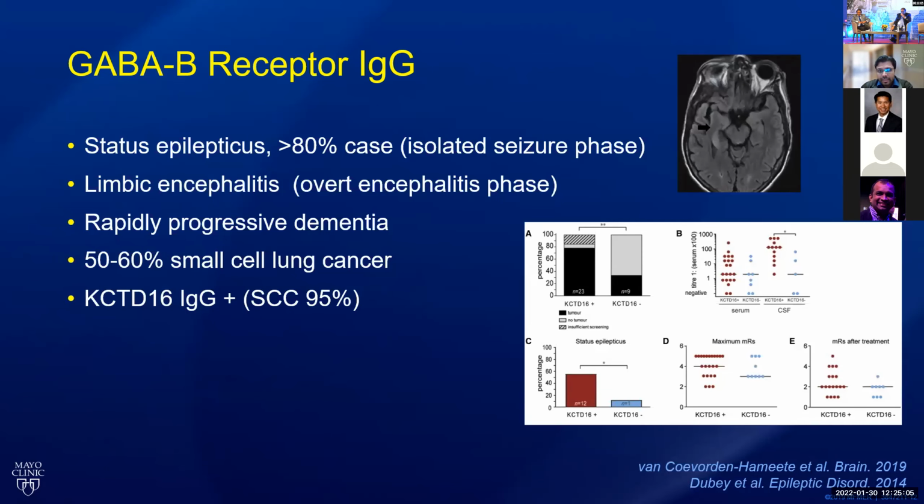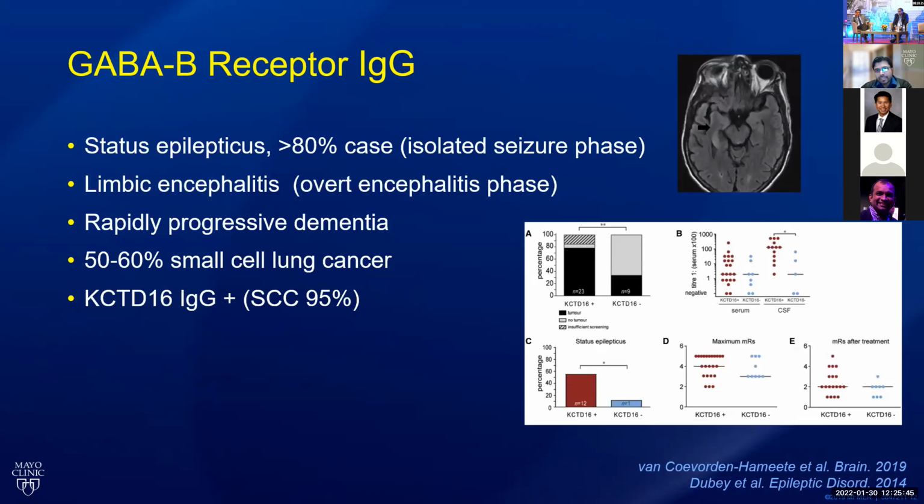Another cell surface antibody, which can be detected in older individuals presenting with acute onset encephalopathy or non-convulsive status, is GABA-B. Other phenotypes include rapidly progressive dementia. About 50% of cases have underlying lung cancer or small cell lung cancer. And there's a recent coexisting antibody which was described by Dr. Titulaer's group, that's KCTD16, which, present along with GABA-B, increases the risk of small cell cancer to up to 95%.